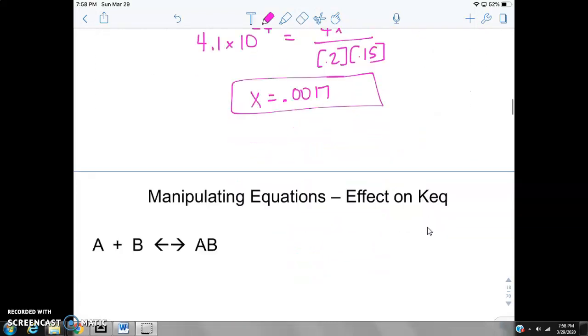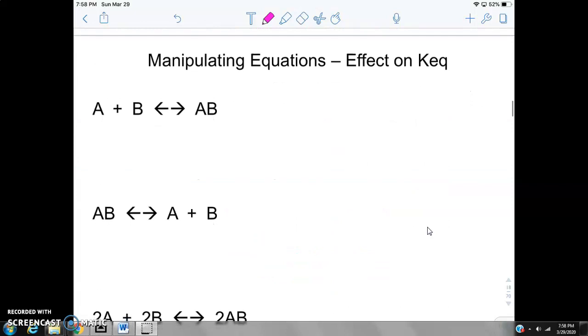Alright, last thing, guys, we're going to talk about manipulating equations and figuring out KEQ. So these are shortcuts for figuring out what a KEQ is so that you don't have to use any math. So here, let's say here's my equation, right? Going forward, I have synthesis, and going in reverse, I have decomposition. And I'm just going to make up a number here for simplicity. Let's say that the KEQ of this equation is equal to 10.